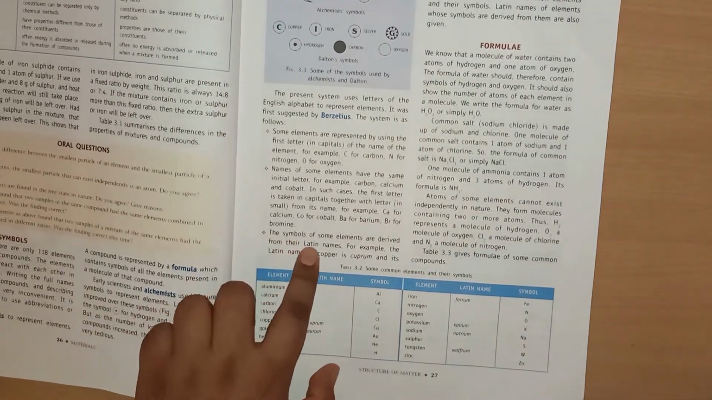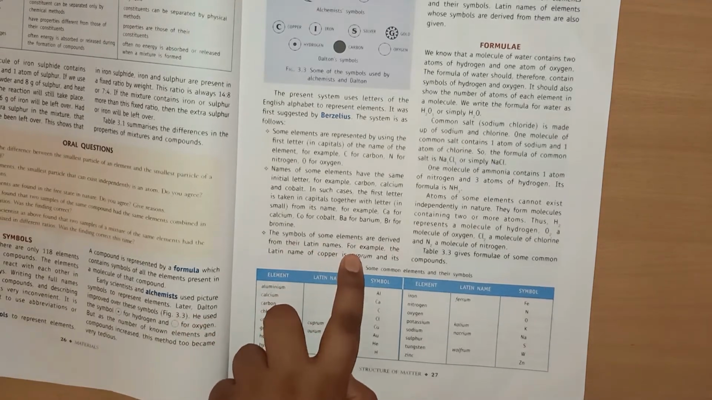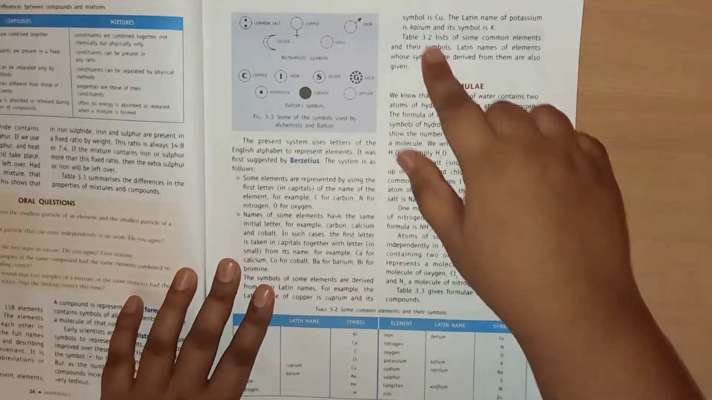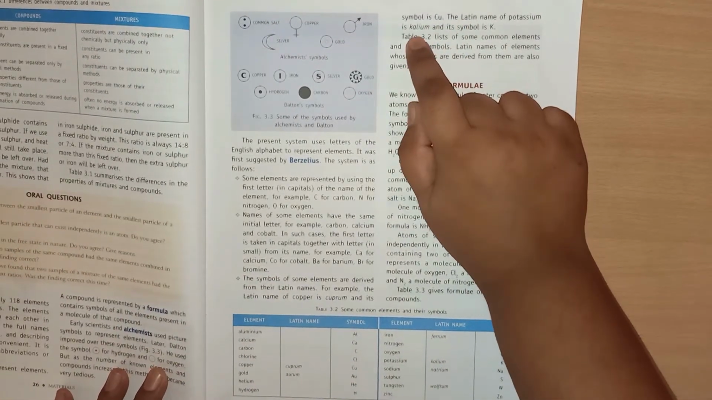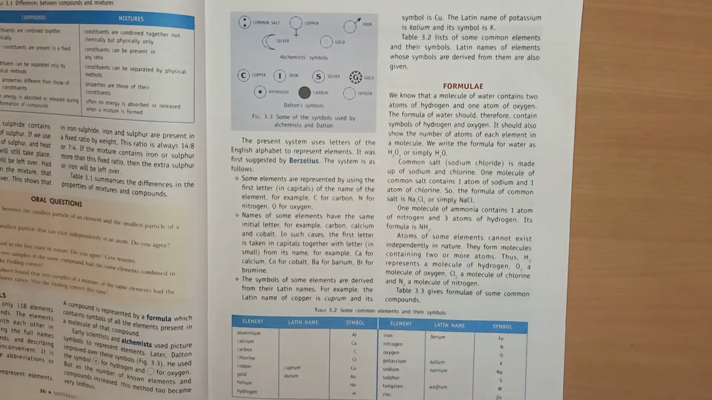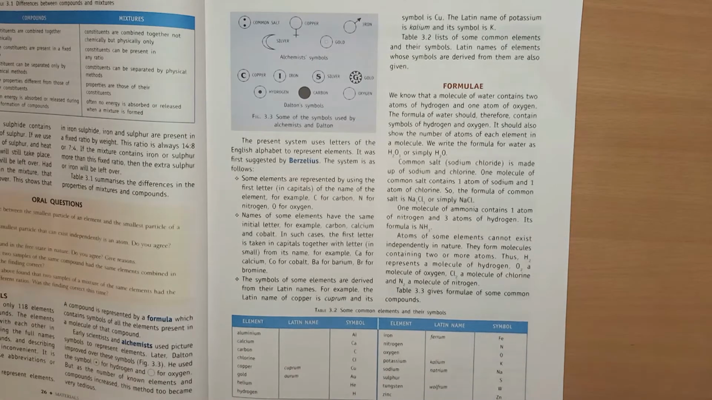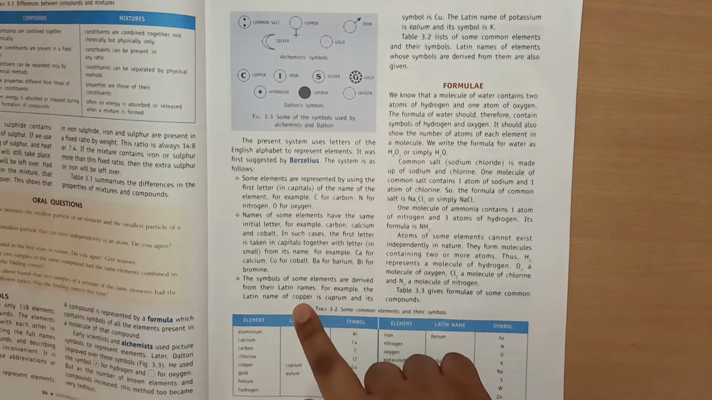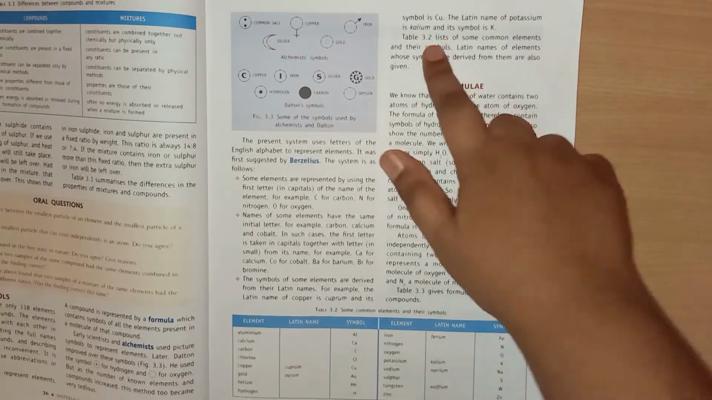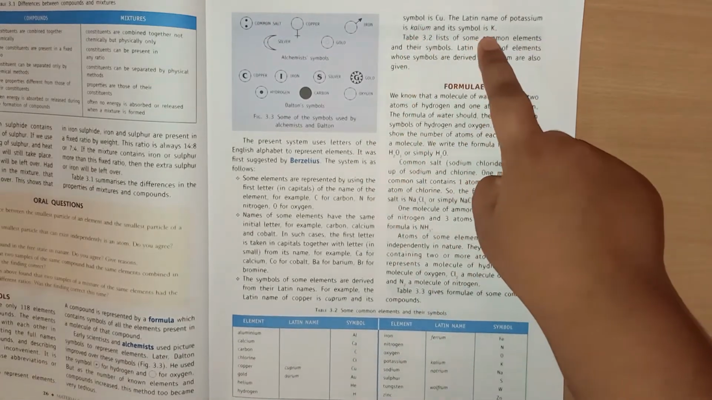The symbols of some elements are derived from their Latin names. For example, the Latin name of copper is cuprum and its symbol is Cu. The Latin name of potassium is kalium and its symbol is K. So in some cases, the first letter of the Latin name is used as a symbol. For example, the Latin name of copper is cuprum, so it is written as Cu. And the Latin name of potassium is kalium, so its symbol is K.